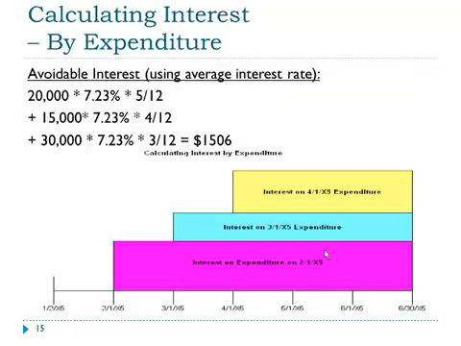Here's the calculations and a picture that match up with these expenditures. So the $20,000 using that average interest rate at 7.23% for 5/12 of a year, 5 months. The $15,000 multiplied by the average interest rate times 4/12, or 4 months out of the year. The $30,000 is multiplied by the average interest rate times 3/12. Adding up those three figures, we get $1,506 of interest that is allocated.